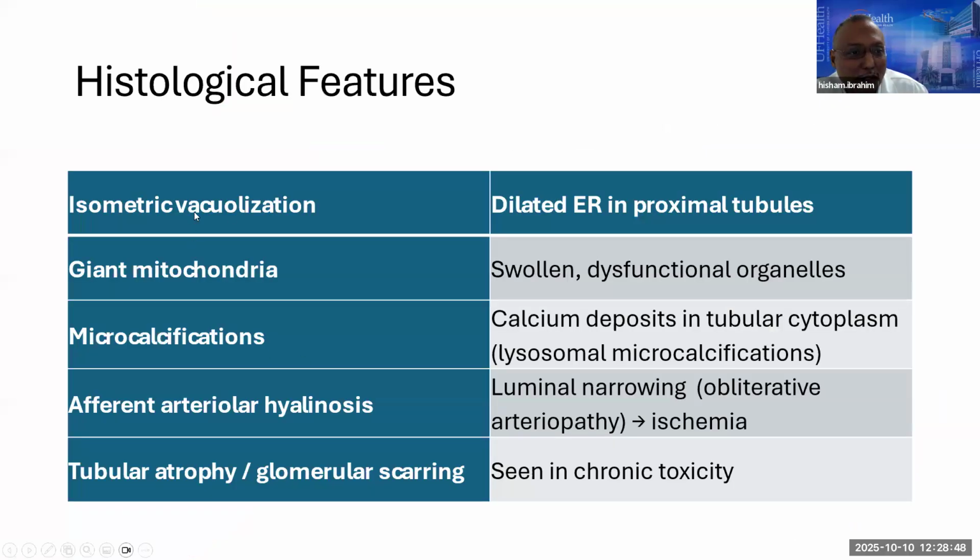Like I said, these are the histological features. We see dilated endoplasmic reticula, which is clear in the electron micrographs, swollen and large mitochondria due to mitochondrial toxicity, and microcalcifications in the lysosomes. As a result of the chronic afferent arteriolar vasoconstriction, you eventually get damage to the vessel wall with hyalinosis, and this causes tissue ischemia and eventually the striped fibrosis that we see in the chronic cases. Also, you get tubular atrophy and glomerular scarring in the chronic cases.